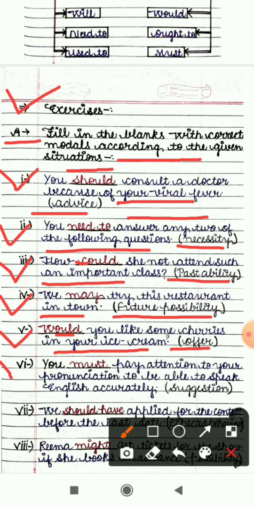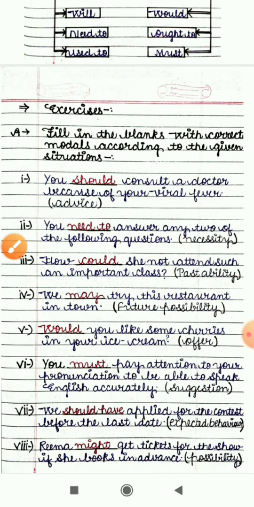Sixth sentence is: you dash pay attention to your pronunciation to be able to speak English accurately. Here again we have to give a suggestion actually. So the modal we have filled is must, because we have to show the necessity. We are telling someone that you must pay attention to your pronunciation if you want to speak English accurately.